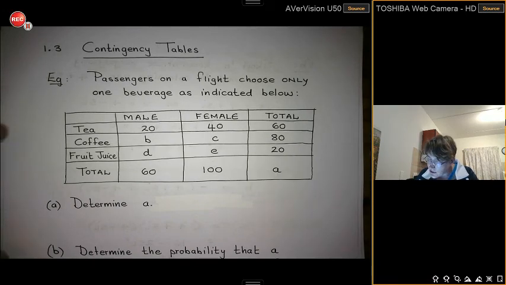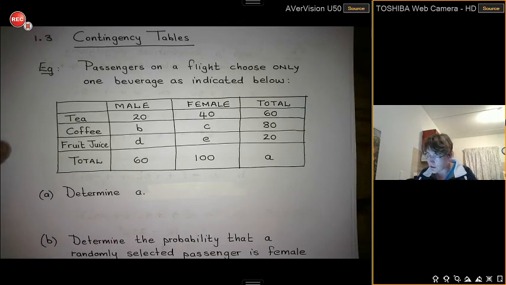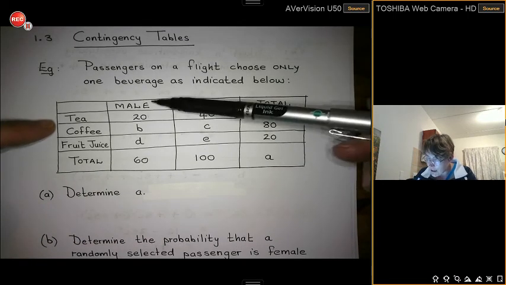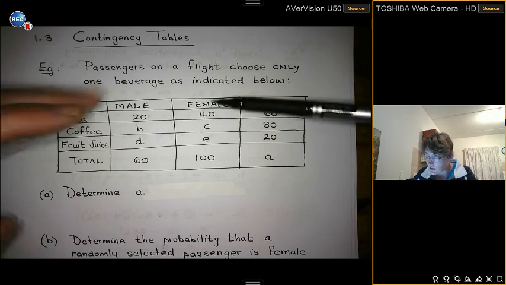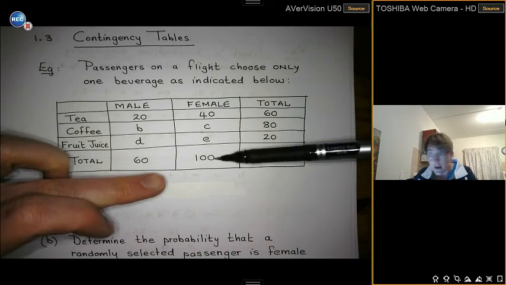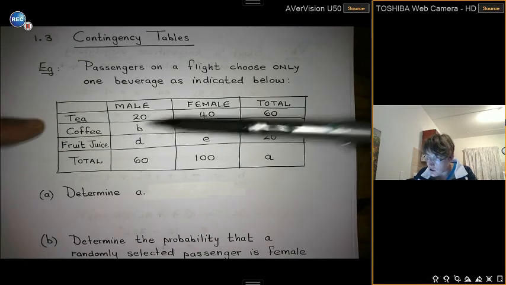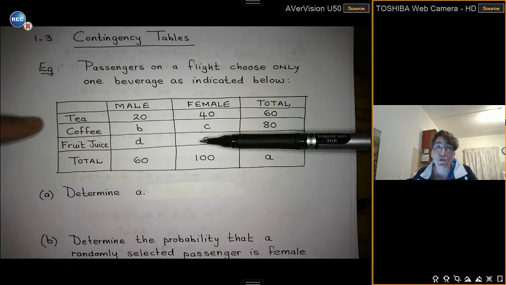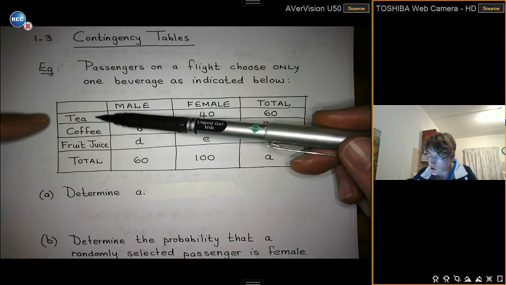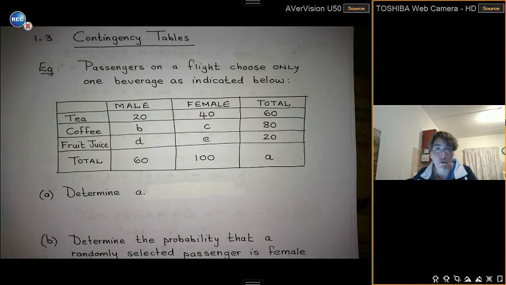So this one says, passengers on a flight choose only one beverage as indicated below. And then the very first question, let's just talk about this quickly. So we have male and female passengers on this flight, so divided up, 60 male passengers, 100 female passengers, and those male and female passengers could only choose one drink. So that's why they could choose tea, coffee, or fruit juice.